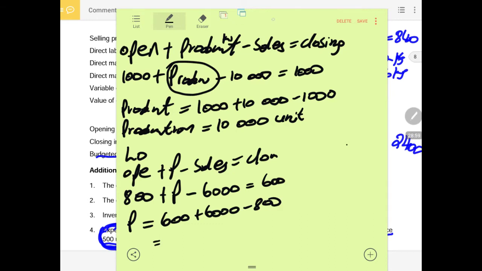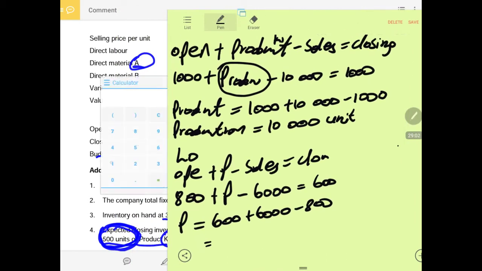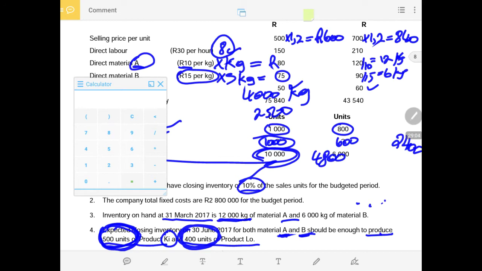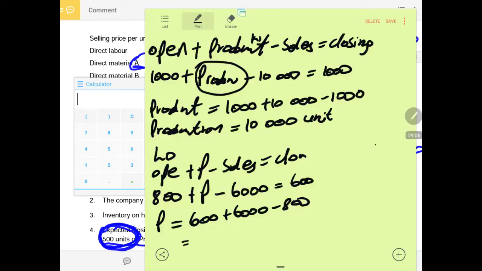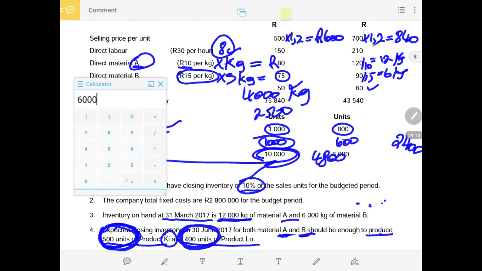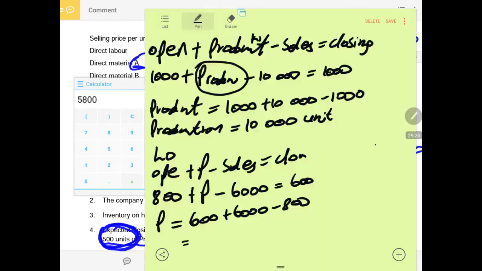Then our production will be a total of those figures. We have 6,000 plus 600 minus 800. That becomes 5,800. So this will be our production for product LO.